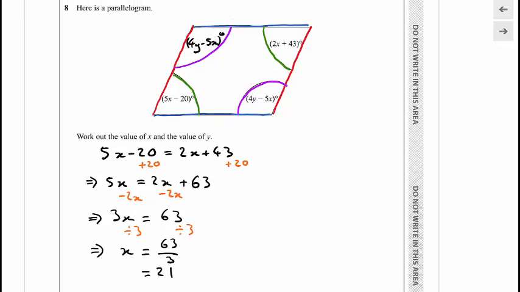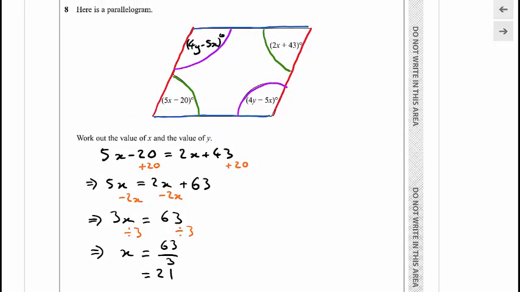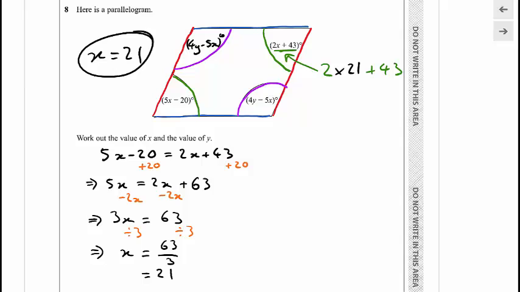Okay, so now I know that x is equal to 21, I can then evaluate all the angles with x in. So I can say this angle here is 2 times x. So I know that x is 21, isn't it? So 2 times 21 plus 43. So what's 2 times 21? That's 42. So it's 42 plus 43. So what's 42 plus 43? That's equal to 85. So I can now just replace this angle here with 85 degrees.